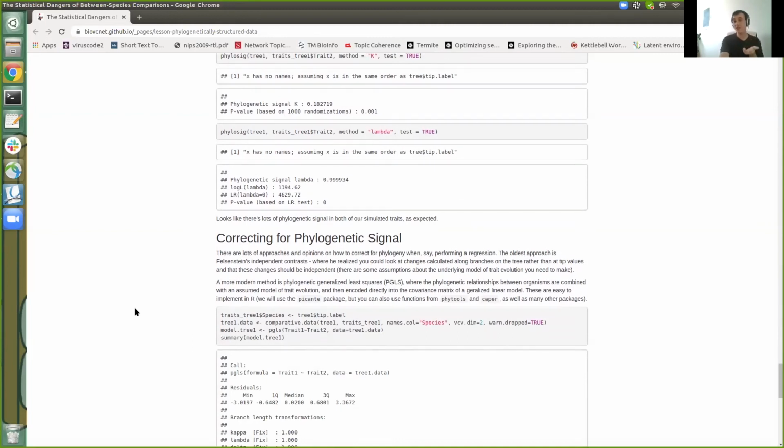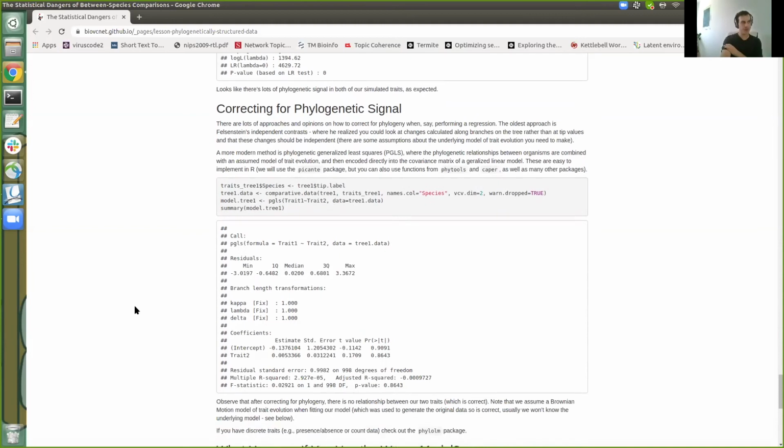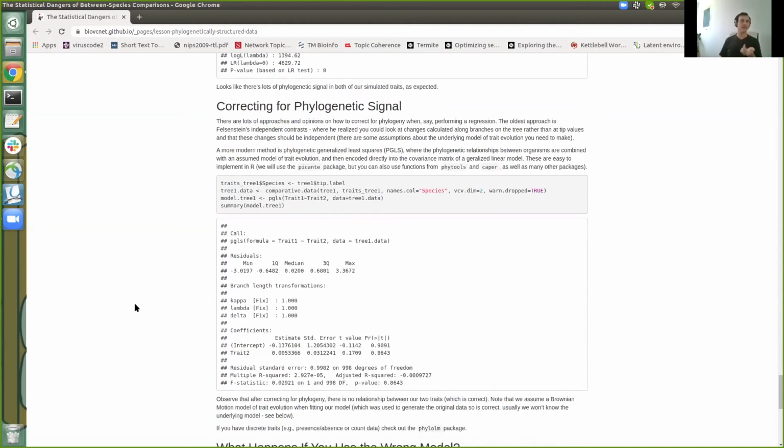Phylogenetic signal only gets you so far, right? You know that you have to be careful if you have phylogenetic signal in your trait. But just knowing that doesn't necessarily allow you to do anything about it. But there are methods that allow you to account for phylogenetic structure directly in your statistical analysis. I talk about the phylogenetic generalized least squares method, or PGLS.